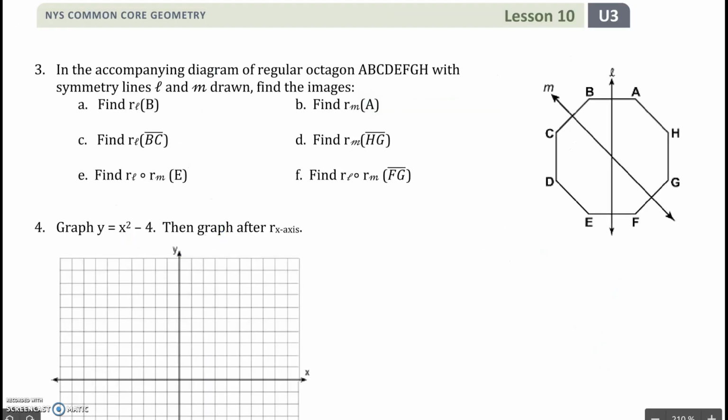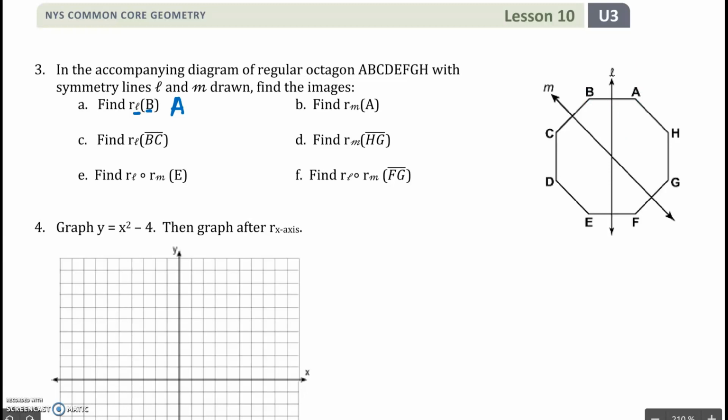Okay, for number 3, we're going to practice using our notation. So this says we're going to take point B and reflect it over line L. So point B is here. If we reflect it over line L, that means that line becomes the perpendicular bisector. We go perpendicular to it and straight across it the same distance, and we would land on A.